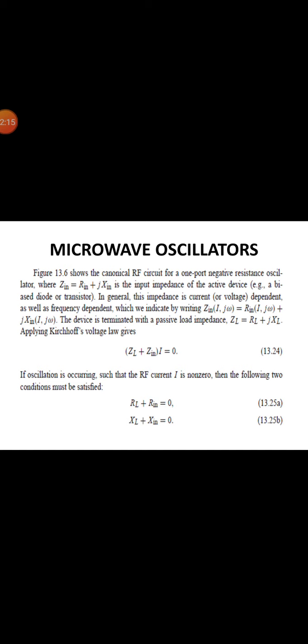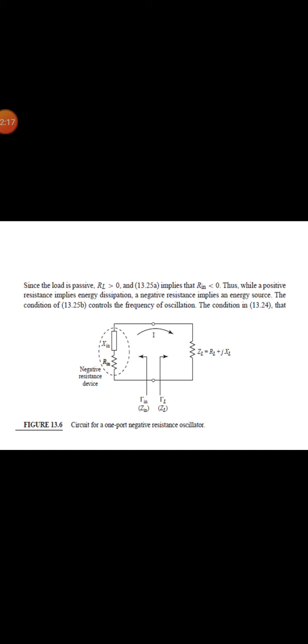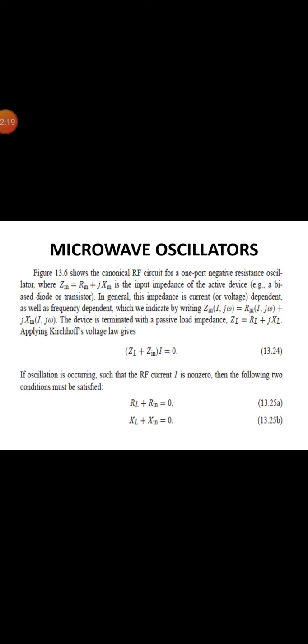Applying Kirchhoff's voltage law in this circuit gives us I(ZL + Zn) = 0. So if oscillation is occurring such that the RF current is non-zero, then the following two conditions must be satisfied: RL + Rn = 0 and XL + Xn = 0.